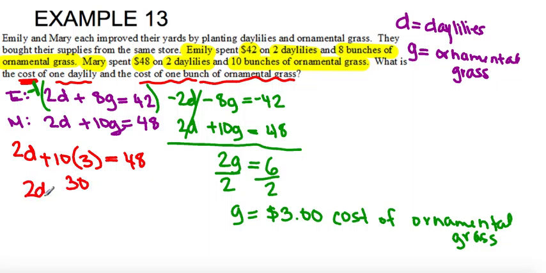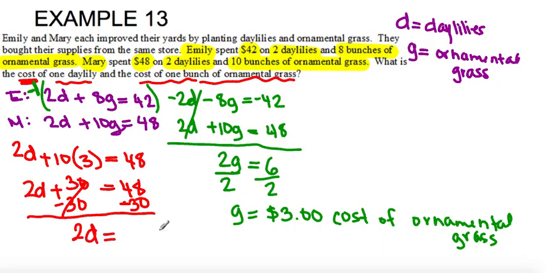Bring down the 2D equals 48. Subtract 30 on both sides. So I have 2D equals 18. Get D by itself, so I divide by 2. So 18 divided by 2 is $9. So that's the cost of 1 daylily.